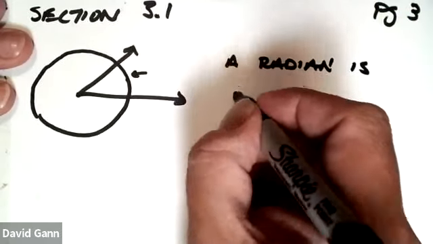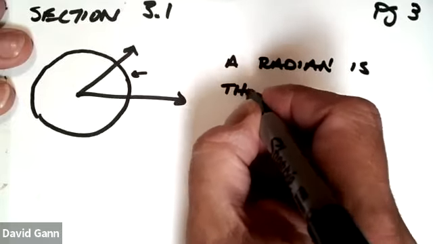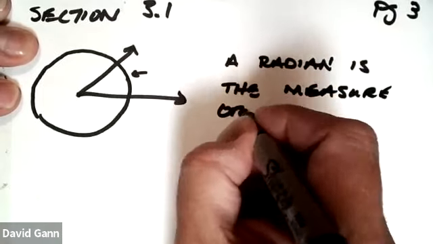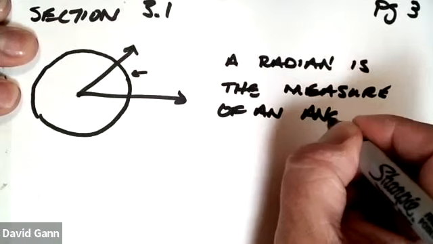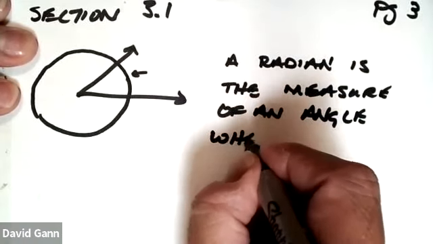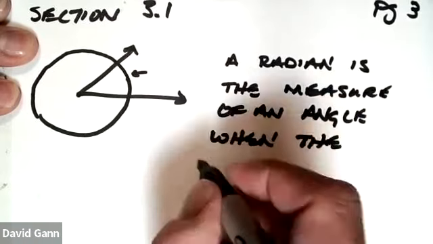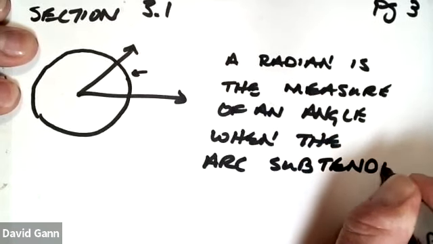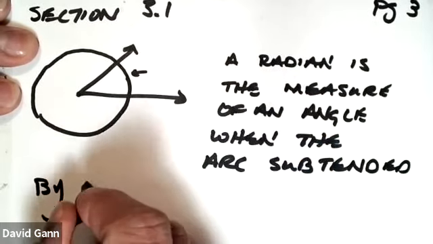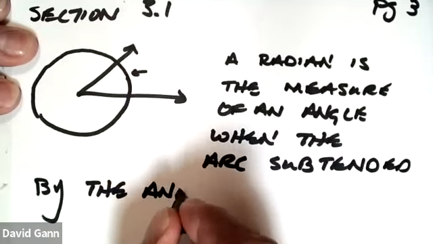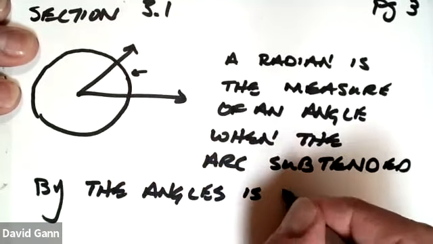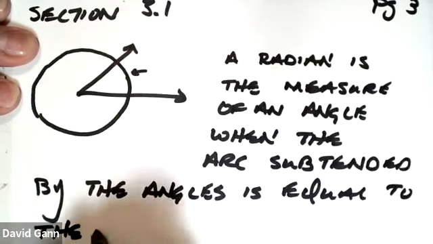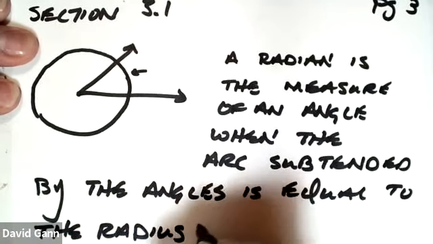a radian is the measure of an angle when the arc subtended by the angle is equal to the radius of that arc.